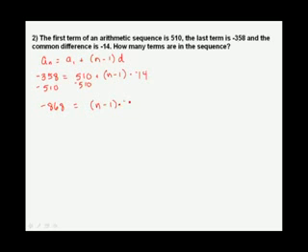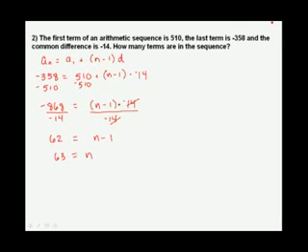Well, we can again use our formula a sub n equals a sub 1 plus the quantity n minus 1 times that common difference d. For a sub n, I'll put in the last term that I'm given. Negative 358 is the last term of the sequence. The first term is 510. I do not know what n is, that's what I'm trying to find. And the common difference is negative 14. Now I really just need to solve that equation for n.